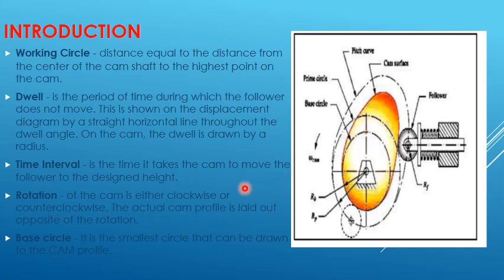Rotation of the cam is either clockwise or counterclockwise, but when you're designing the actual cam profile you have to do the opposite of the rotation. This means if you're designing a cam that is clockwise, you have to draw a cam profile in an anti-clockwise direction. If you are doing a counterclockwise cam, then the actual cam profile will be drawn in a clockwise direction. I'll be explaining later on why it is done like this. Now base circle is the smallest circle that can be drawn to the cam profile.